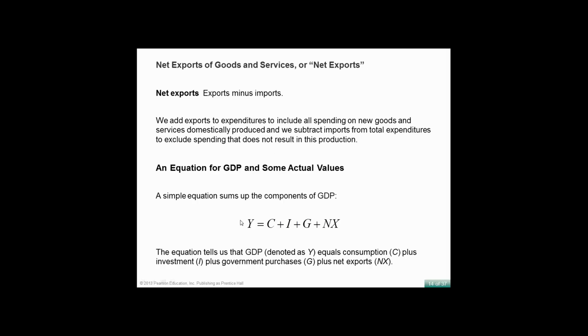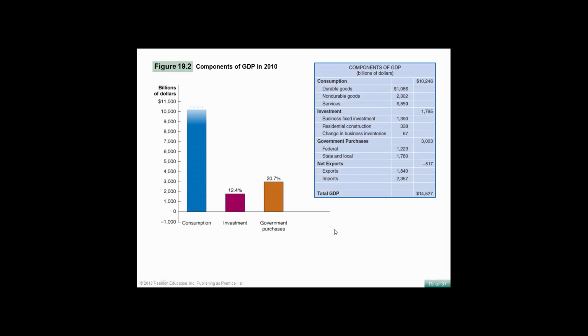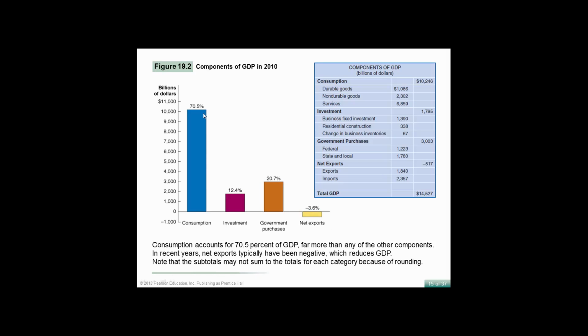A simple equation for GDP is Y, which stands for GDP, equals consumption plus investment plus government purchases plus net exports. So when we're looking at the United States, consumption is 70.5% in 2010. And here's a breakdown of the consumption: durable goods, non-durable goods, and services. As we most know, we're a service-based industry, so the majority of our spending is on services in the United States. Now we're talking about investments, so business fixed investments in plant, property, and equipment, and then residential construction. These are new homes, and then changes in business inventory.